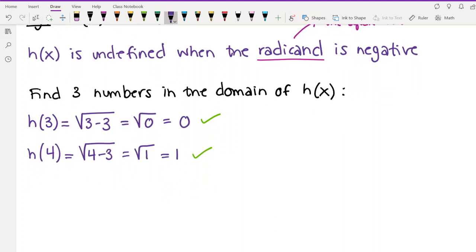Now let's continue in that direction and try plugging in 5. If we plug in 5, we get the square root of 5 minus 3, and that's the square root of 2. That one cannot be reduced because 2 is not a perfect square, but it's still okay, right? We're not trying to take the square root of a negative number, so we're okay. So the 3 numbers that we just figured out were 3, 4, and 5.